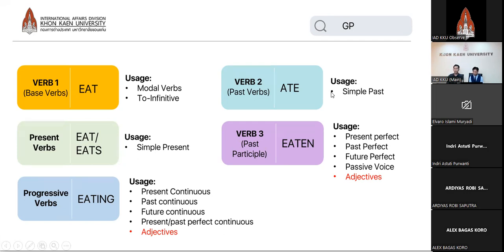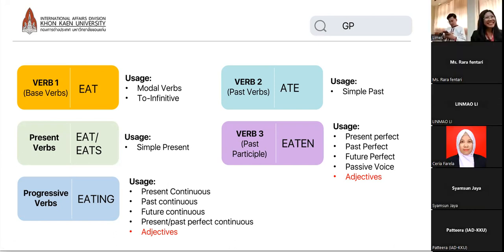For example, Lira, what will you do yesterday? Oh, I mean, what did you do yesterday? I did, she did. So when it comes to "went yesterday," we can say I went to, I went to the hospital. We use verb two, something like that.